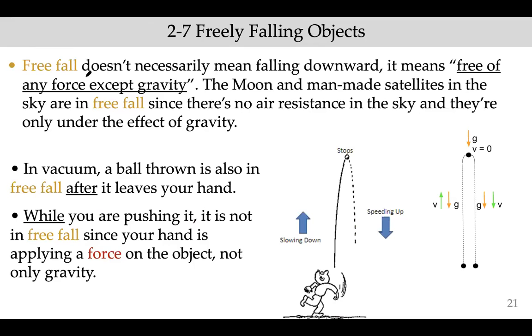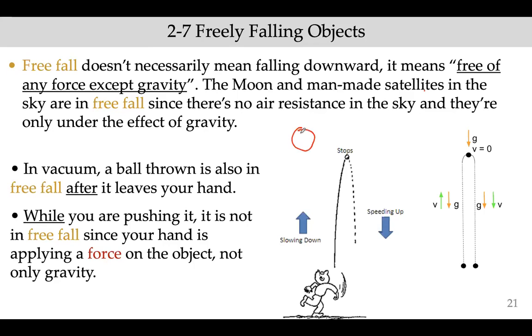Okay, free fall doesn't necessarily mean falling downward. It means free of any force except gravity. The moon and man-made satellites in the sky are in free fall since there's no air resistance in the sky, and they are only under the effect of gravity.